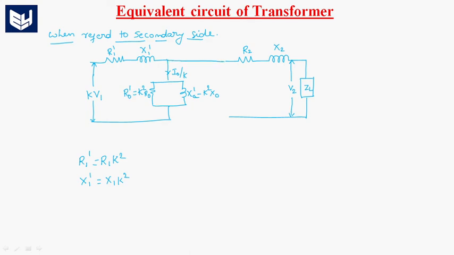Now what is the current flowing through these two parameters? That is I2 dash, which is equal to I2, which is equal to I1 dash by K, where K is the transformation ratio. So here in the secondary winding, EMF induced is E2. The primary EMF is transferred to secondary side, that is A into E1. So this is the equivalent circuit of the transformer when referred to secondary.